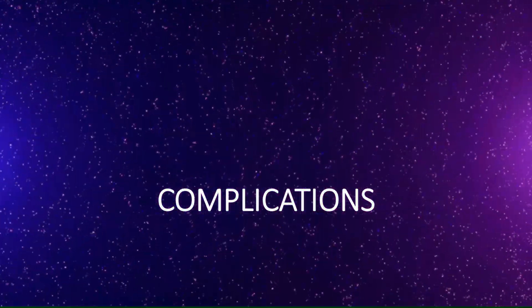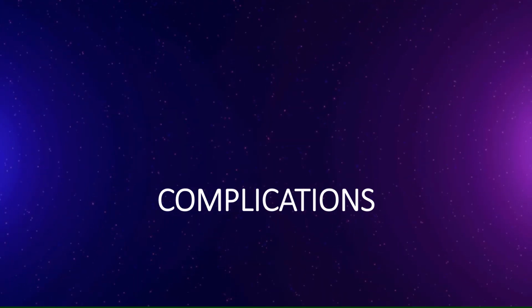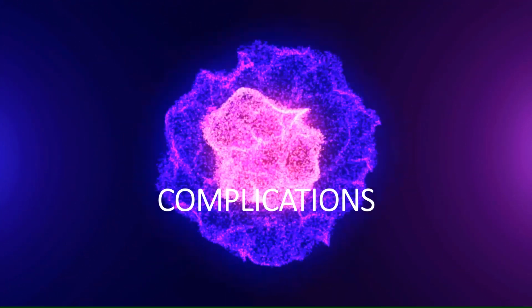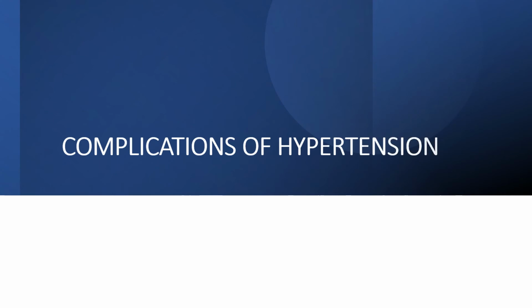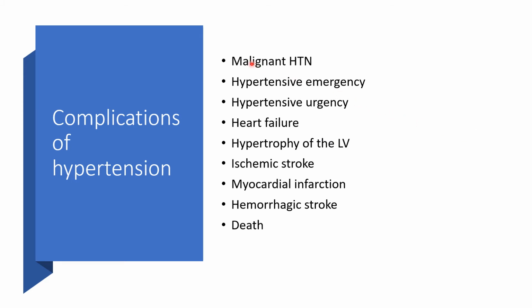Okay, we're not done yet. Now we've reached another bus stop, and this time it's about complications of hypertension. Okay, complications of hypertension. Now, a brief glance will take us to malignant hypertension, hypertensive emergency, hypertensive urgency, heart failure, hypertrophy of the left ventricle, ischemic stroke, myocardial infarction, hemorrhagic stroke, and death. So hypertension is able to lead anyone to ischemic stroke as well as hemorrhagic stroke.